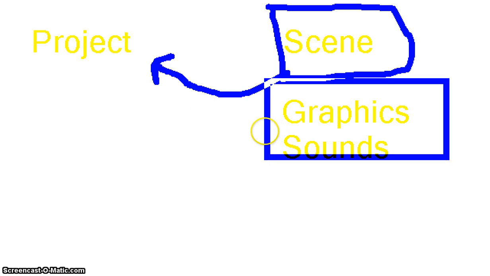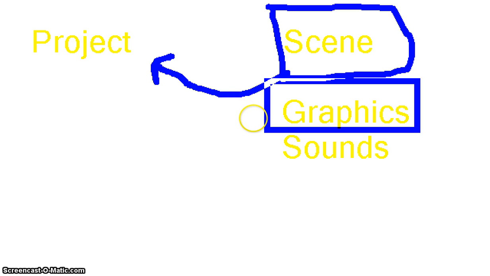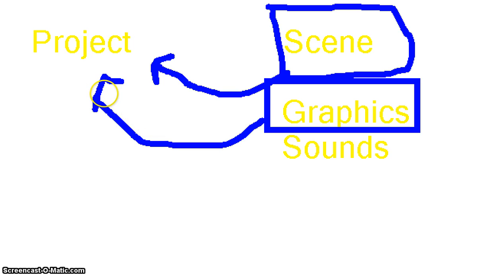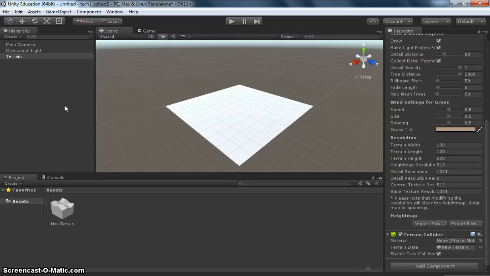The scene is your level. So right now, scene is basically level 1, right? I just like drawing arrows, so there you go. All that stuff's inside of there. Hit Control S.